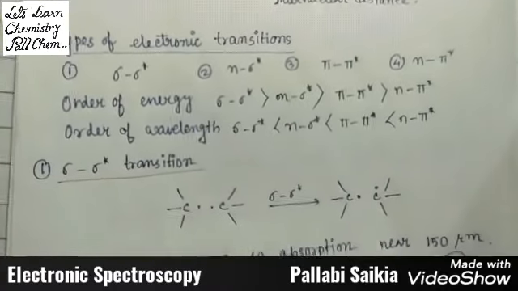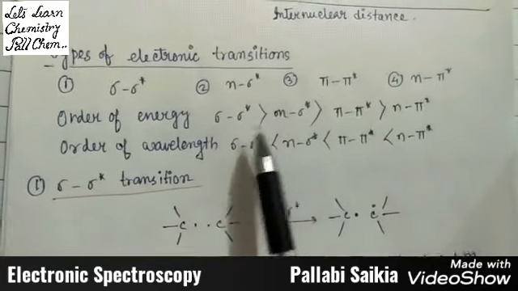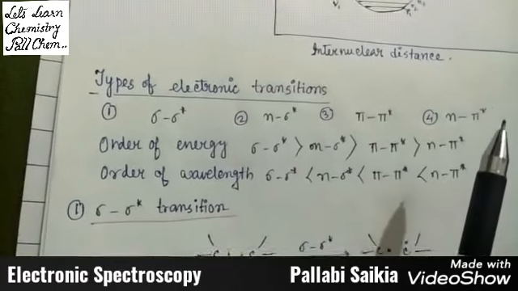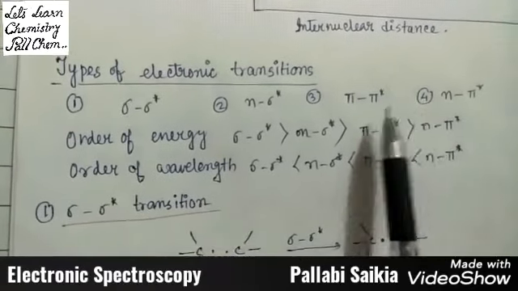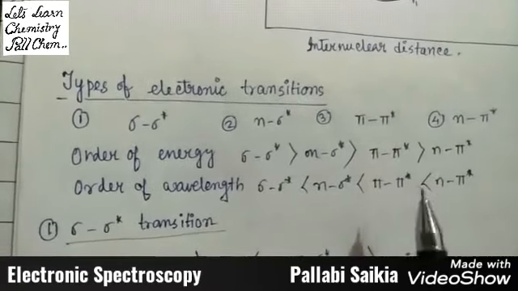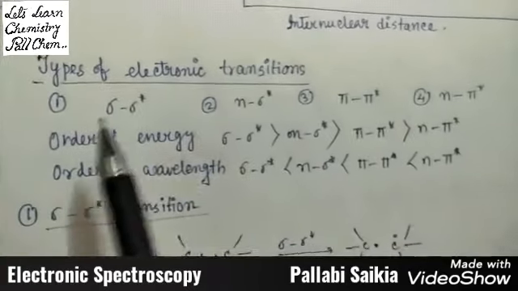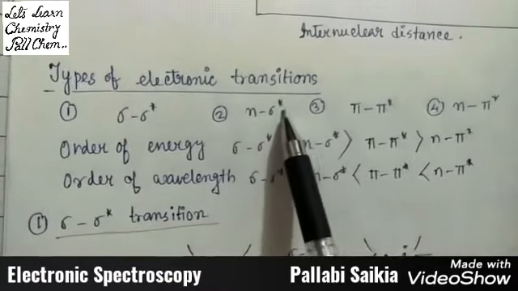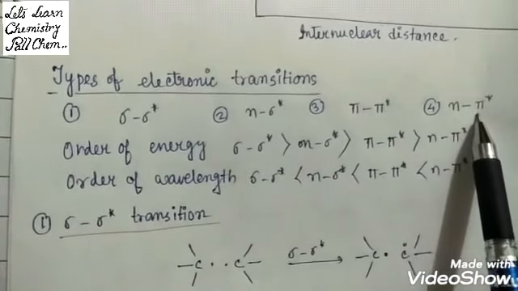Now let's discuss the types of electronic transitions. According to molecular orbital theory, when a molecule is excited by absorbing energy from UV-visible rays, an electron is promoted from a bonding to an anti-bonding orbital. So there are four types of transition: sigma bonding to sigma anti-bonding, non-bonding to sigma anti-bonding, pi to pi anti-bonding, and non-bonding to pi anti-bonding.